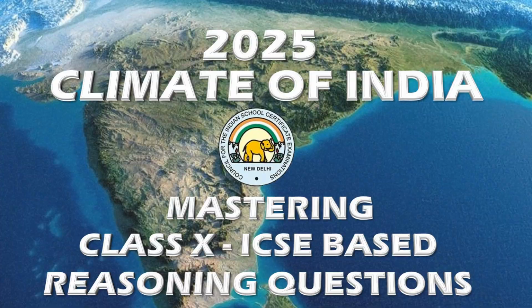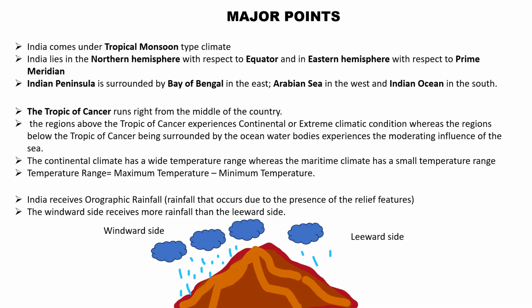So let's get started. Before starting today's question and answer session, I would first introduce you all to these major points which would play a very crucial role in today's discussion. All these points are major aspects of India's climate. Firstly, India comes under tropical monsoon type climate.